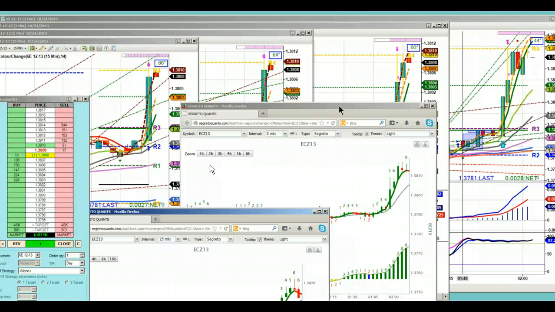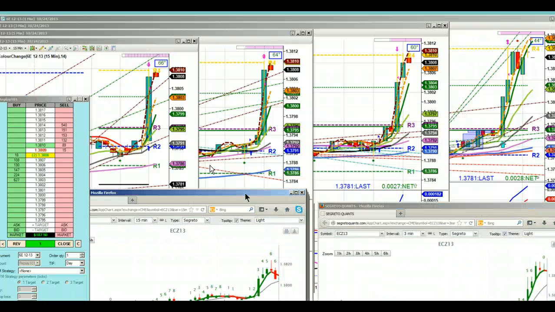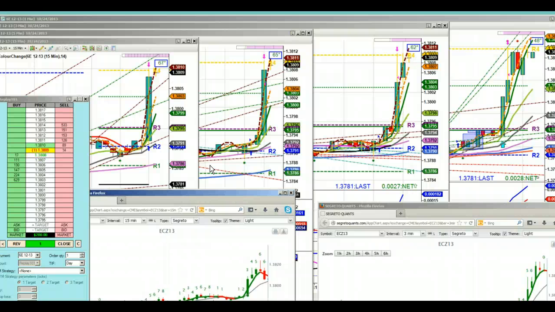Let's bring this down a little bit here. And I'm just going to speed up because, like I said, I want to try to squeeze as many trades as I can in the next 30 minutes. And there we go, even higher.